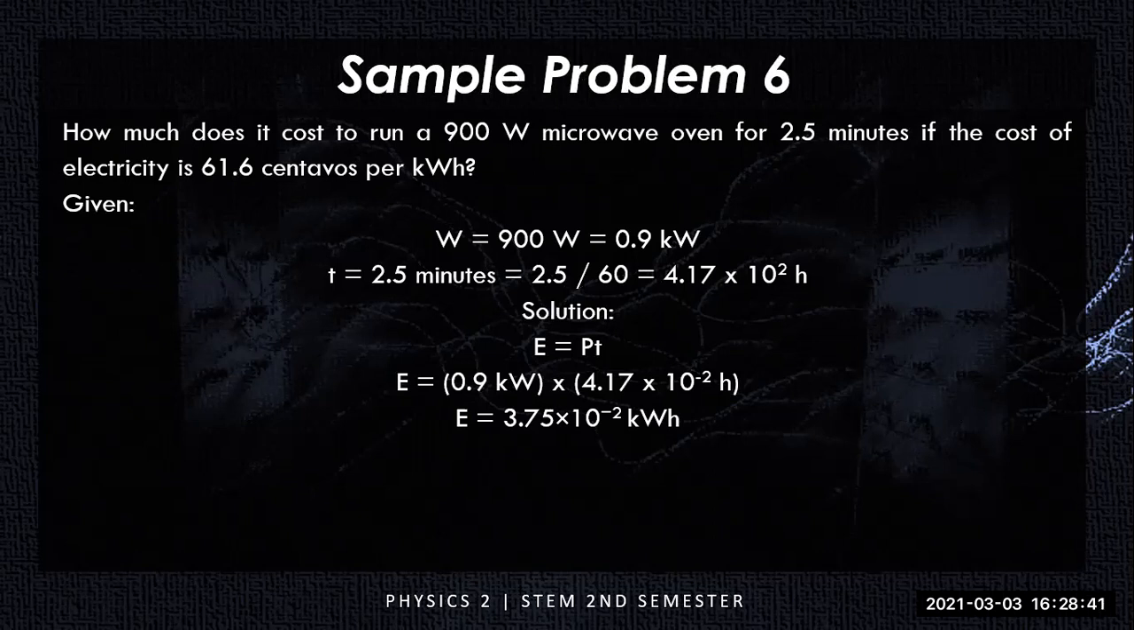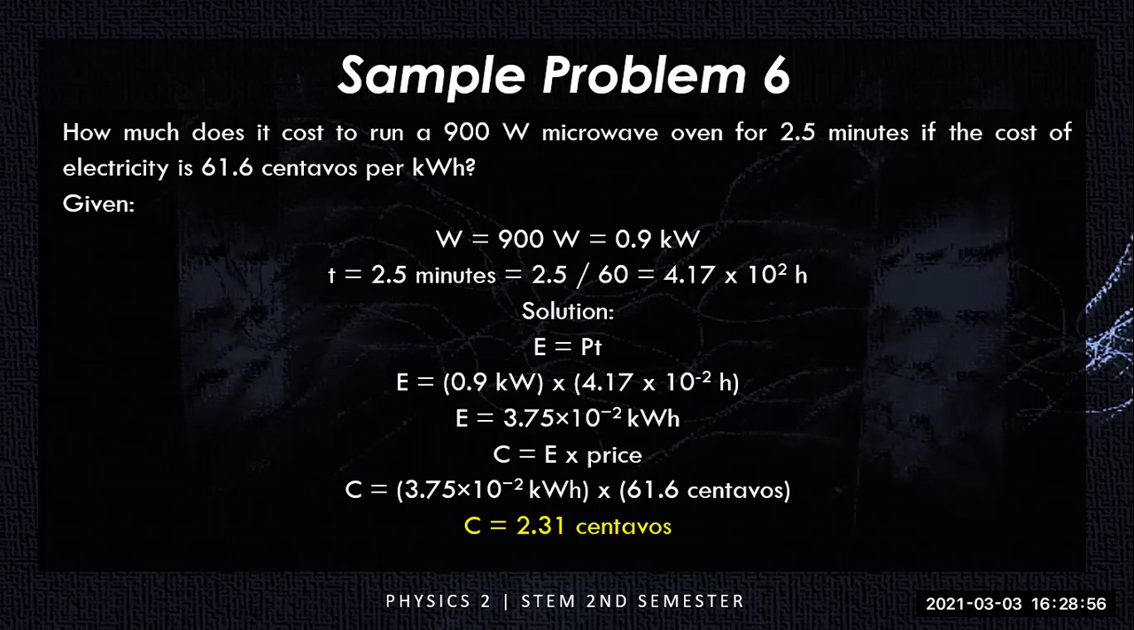And we're not finished yet. We need to compute for the cost. To compute for that, you multiply the energy, 3.75 times 10 raised to negative 2 kilowatt hours, times 61.6 centavos. You'll get 2.31 centavos. So that is now the cost of using a 900 watts microwave for 2.5 minutes, assuming that the rate per kilowatt hour is 61.6 centavos.